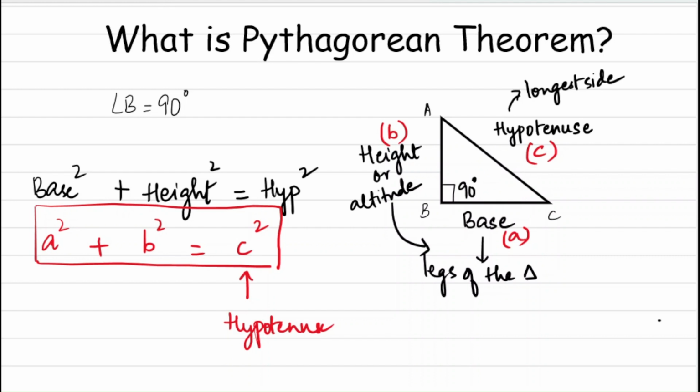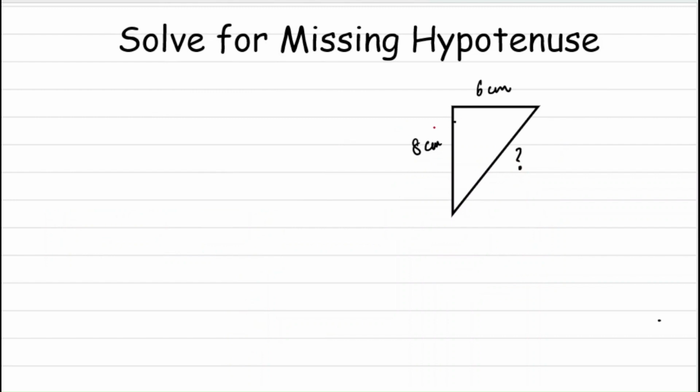Now let's see how we can use this Pythagorean theorem to solve for the missing sides of the triangle. Now look at this triangle over here. Which angle is 90 degree? This angle is 90 degree. So if this angle is 90 degree, which is the hypotenuse? The opposite side. So this is the hypotenuse. And as I told you in the previous slide, hypotenuse is always denoted by C, and in this question, C is unknown.